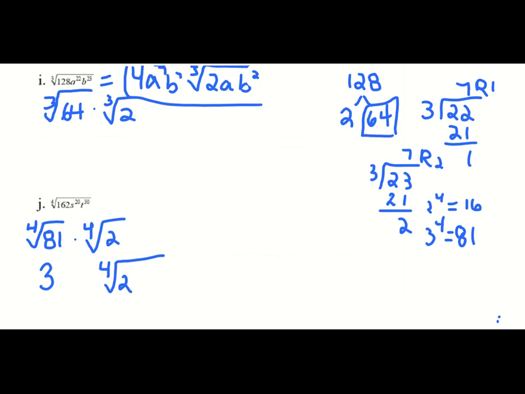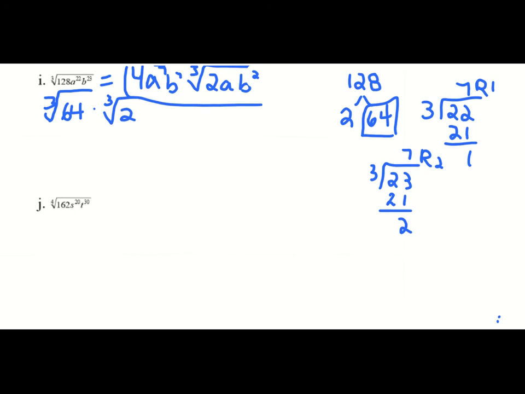Next, 4 goes into 20 5 times, so I'm going to have s to the 5th power. And 4 goes into 30 7 times. 4 times 7 is 28. So then we have a remainder of 2. So now we're going to have t to the 7th power on the outside, because it went in 7 whole times, and then t to the 2nd on the inside, because that was my remainder. So our final answer is 3 s to the 5th power t to the 7th times the 4th root of 2t squared. And that is it for the end of part 3.